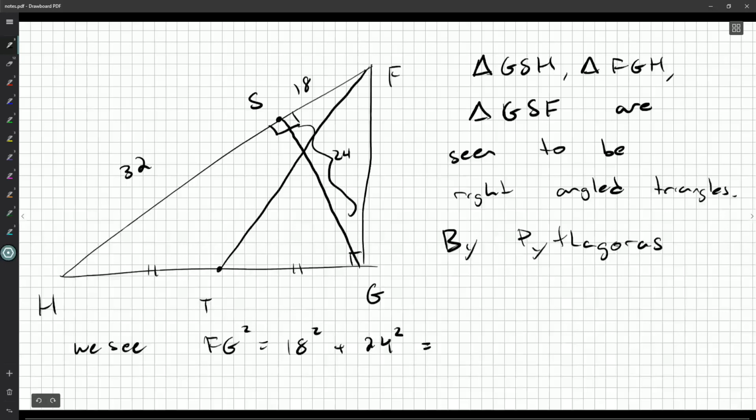Now, 18 is 6 times 3, 24 is 6 times 4, so the answer should be 6 times 5 squared, using a 3, 4, 5 triangle. If not, grab your calculator, because remember, calculators are allowed, and you can quickly work out you're going to get 30 squared there. So, FG, the height for FTH, is going to be 30.